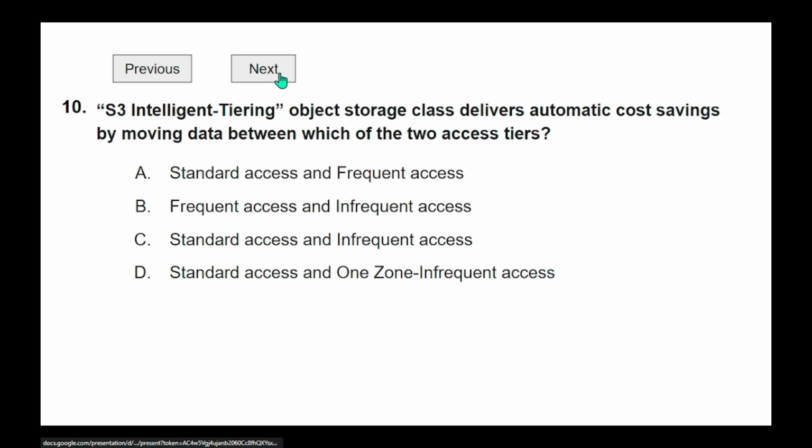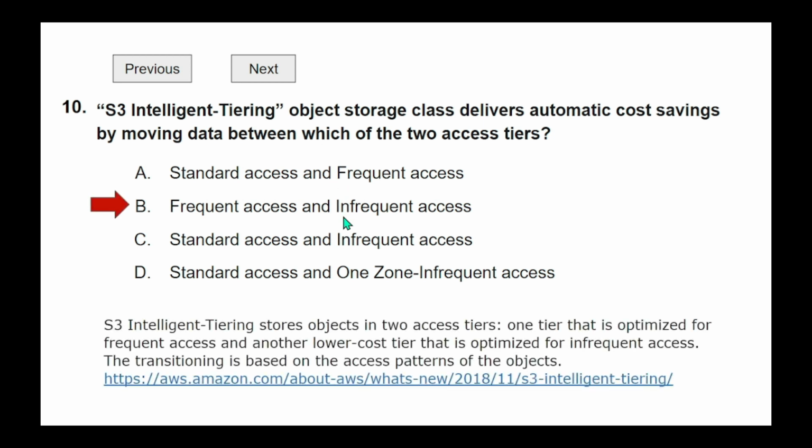Question 10. S3 Intelligent-Tiering object storage class delivers automatic cost savings by moving data between which of the two access tiers? Option A, standard access and frequent access. Option B, frequent access and infrequent access. Option C, standard access and infrequent access. Option D, standard access and one zone infrequent access. The answer to this question is frequent access and infrequent access. So S3 Intelligent-Tiering stores objects in two access tiers.